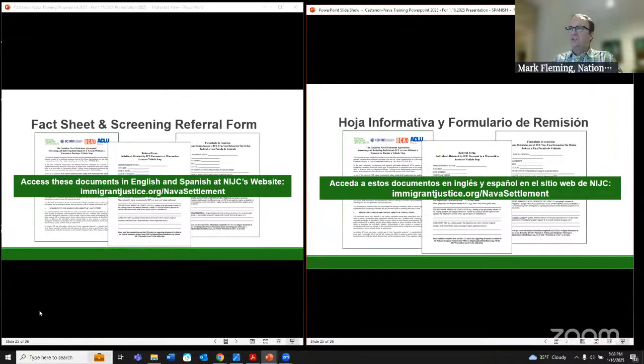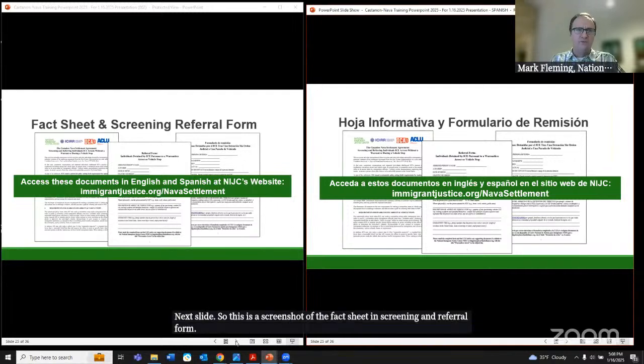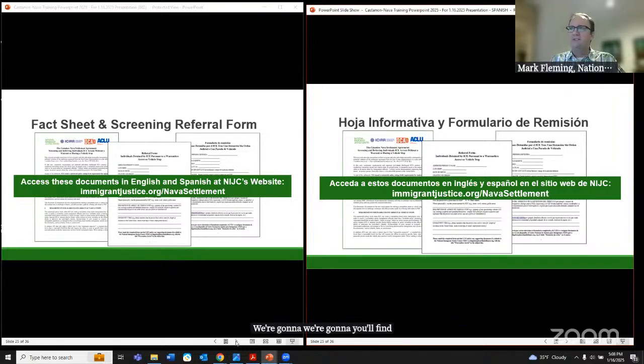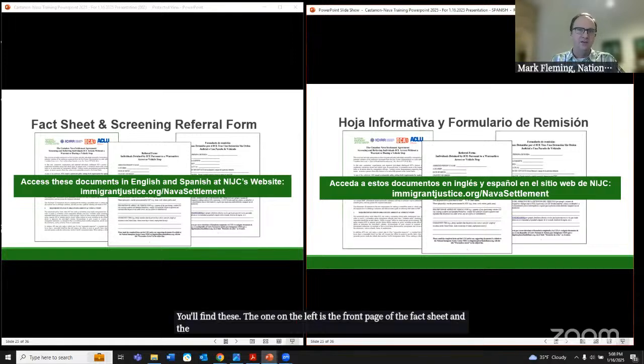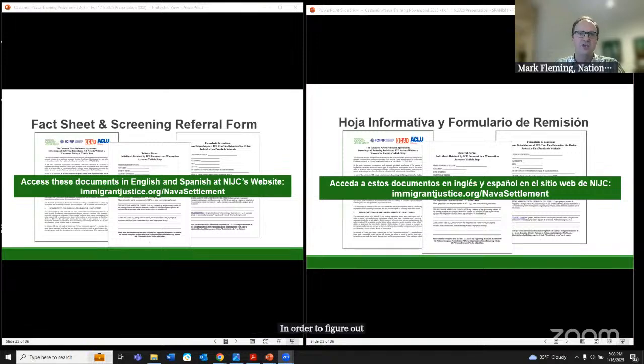So this is a screenshot of the fact sheet and screening and referral form. You'll find these. The one on the left is the front page of the fact sheet, and the two on the right are the English and Spanish versions of the paper version of the types of information that we need to obtain in order to figure out whether there may be a violation.